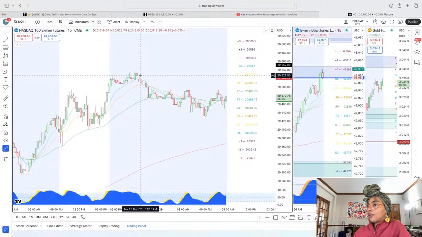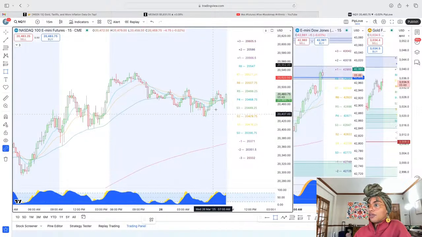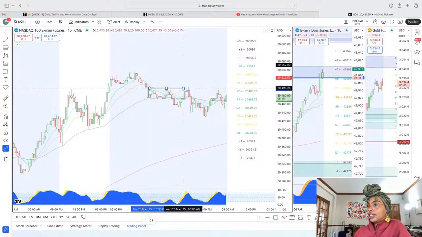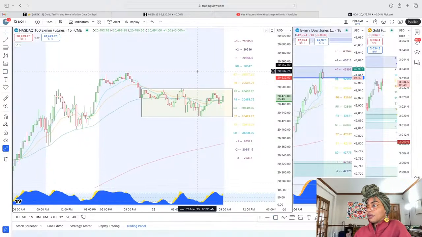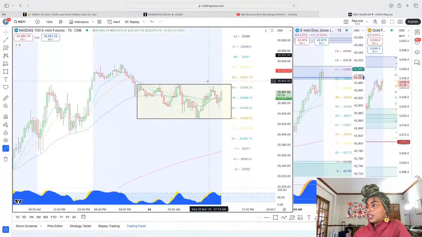All right, so price came up here to the R7, shot all the way back down to the R2. Once it got down to the R2, it has been buying here. So we kind of have a box, a range, if you will. These levels are the highs, and this is the low. So we want to see if price is going to break out above this resistance level here.